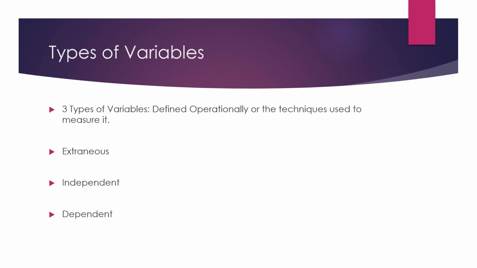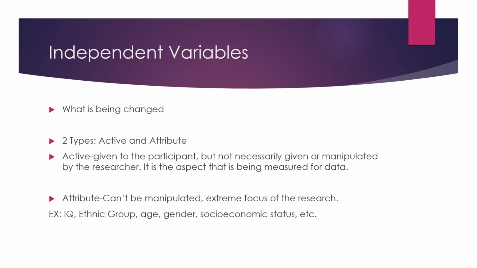There are 3 different types of variables. Variables are defined operationally, or how certain variables are measured. There are extraneous variables, independent variables, and dependent variables. Now we will discuss what independent variables are. Independent variables are what are being changed or manipulated during the experiment. There are 2 types of independent variables, active and attribute.